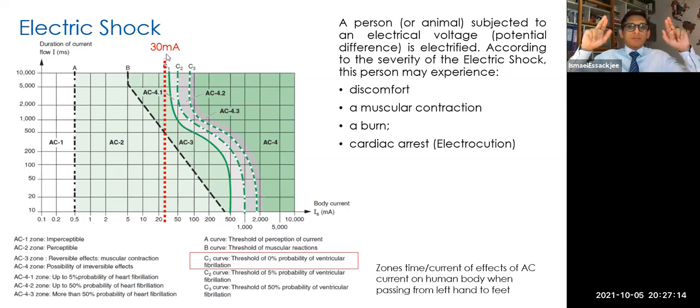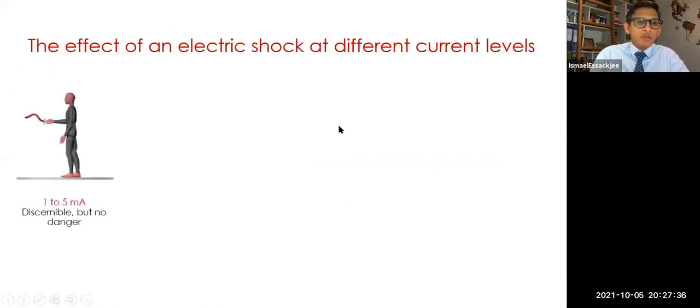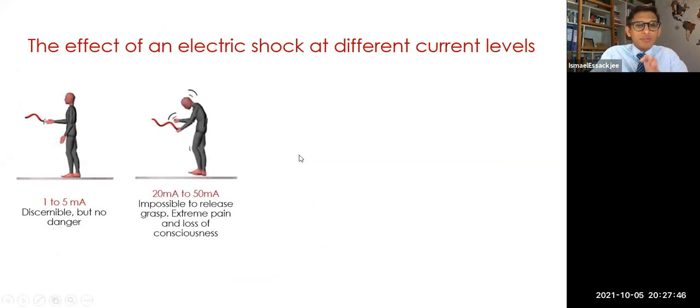What is more important to know is that it's not the voltage which is killing the person, it is the current. A current beyond 30 milliampere can kill someone. Let's move forward now. From 1 to 5 milliampere, you have a discernible current, you're going to feel something, but it's not dangerous. Beyond that, from 20 to 50 milliampere, it's impossible to release a grasp.